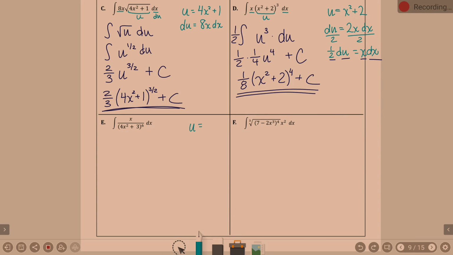Okay. Thoughts on u? 4x squared plus 3. It's in parentheses, and it's in a denominator, yes? Okay. So u is 4x squared plus 3. Then du is 4x. 8x. I have 8x.